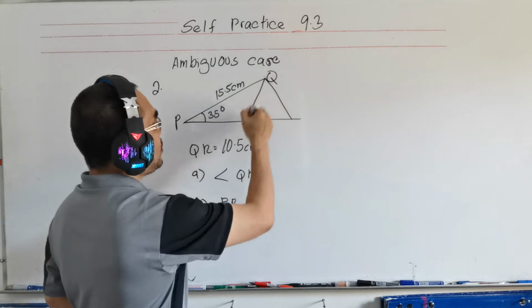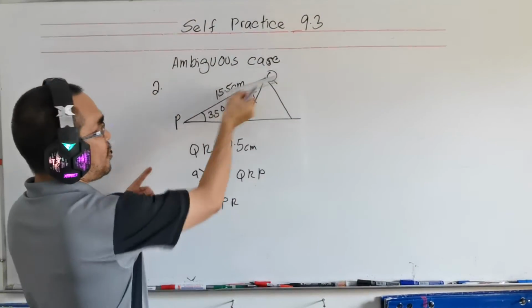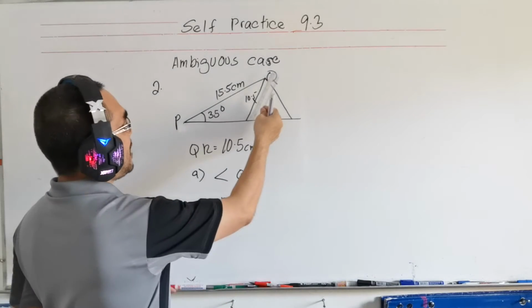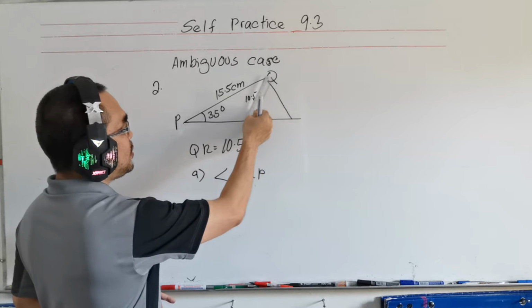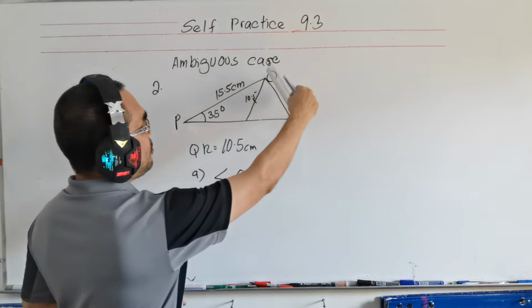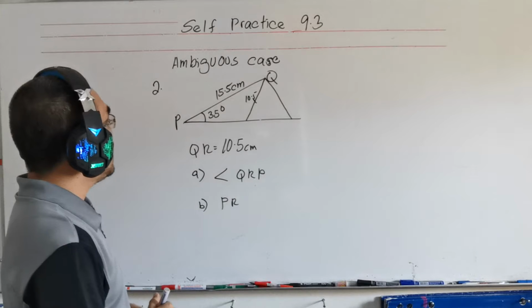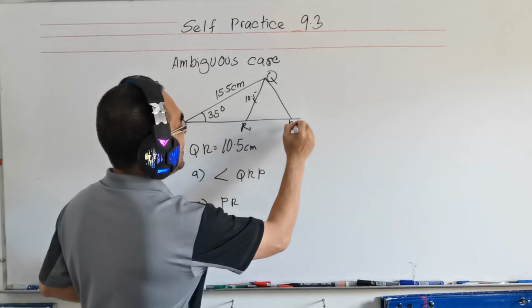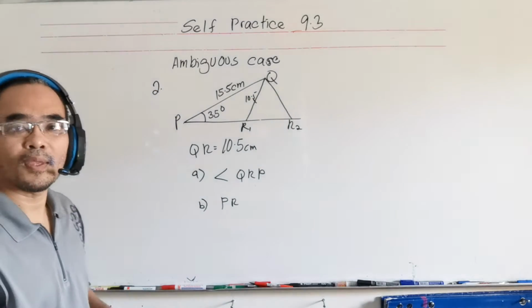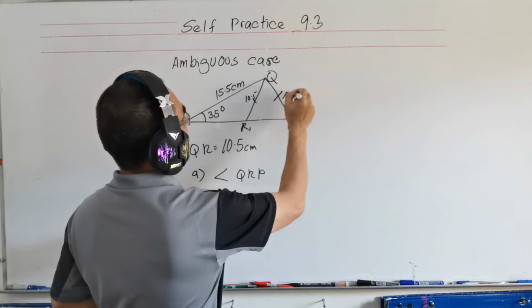Because if you go to this side, it will be 10.5. So you have to hold your ruler. Let's say you have drawn this 15.5, now take the ruler 10.5, and you find this is less than 10.5, but you go to that side, it will be 10.5. If you go to this side, also 10.5. So it is possible to have two positions of R. So we label R1 and R2. Both of these sides are 10.5.